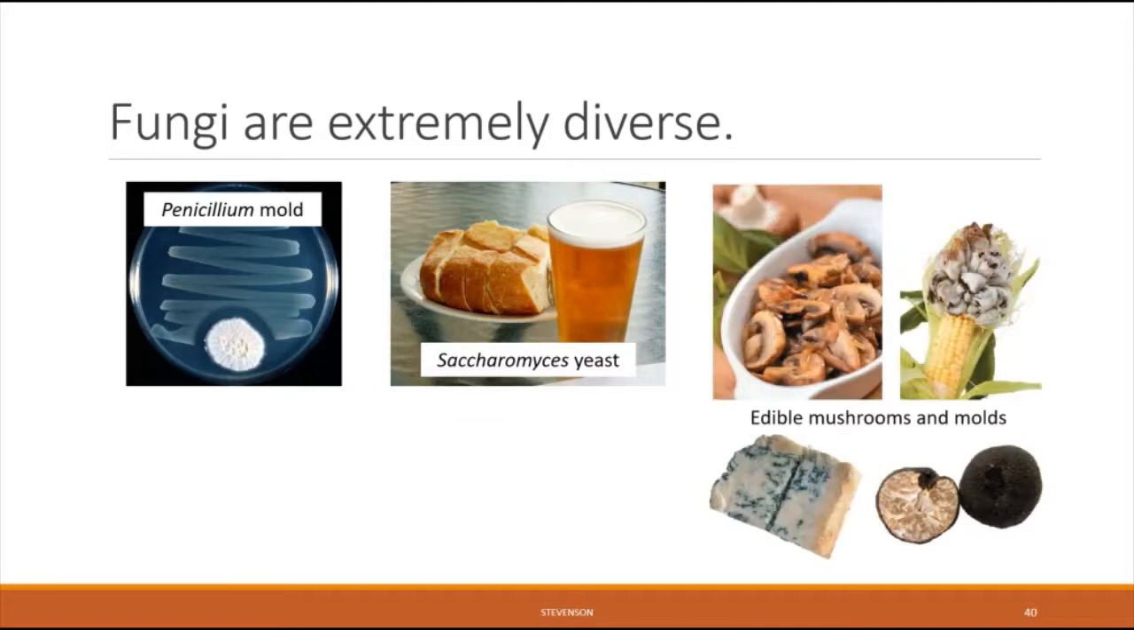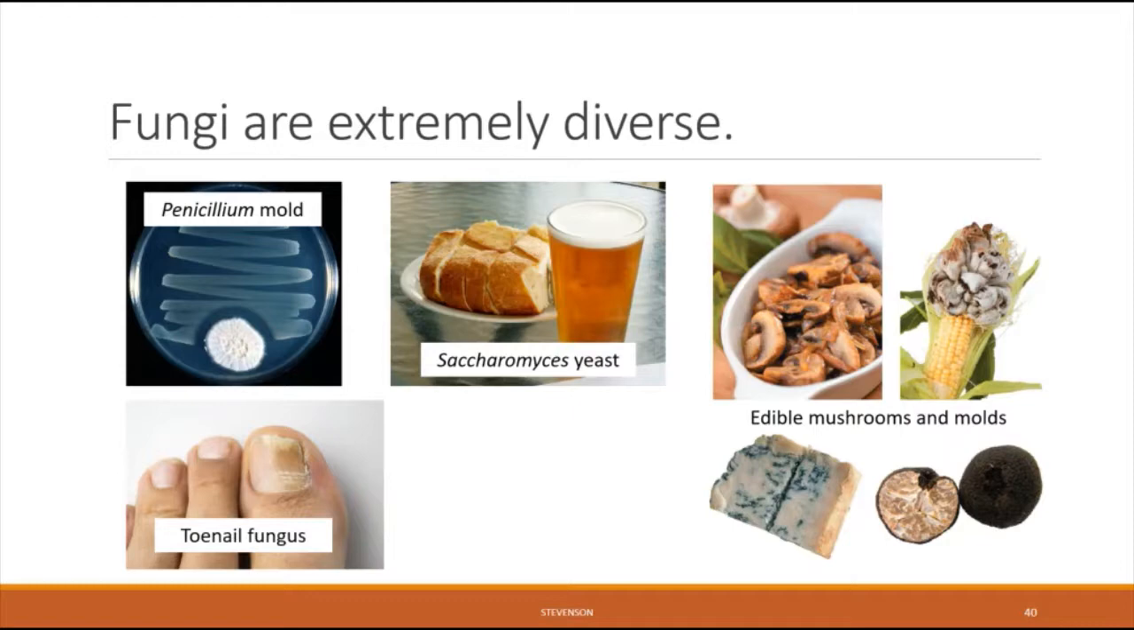There's also lots of different edible mushrooms and molds. Blue cheese actually contains a type of mold or fungus, which gives it that blue pigmentation. Truffles are another example of a fungus that is considered a delicacy. And there are also pathogenic fungus, or fungus that causes diseases.